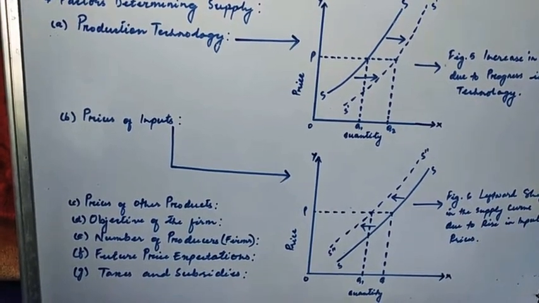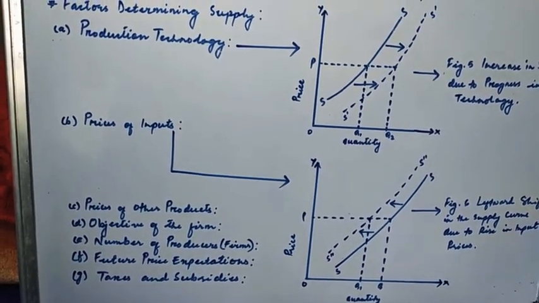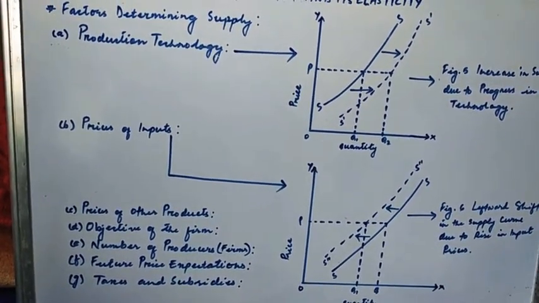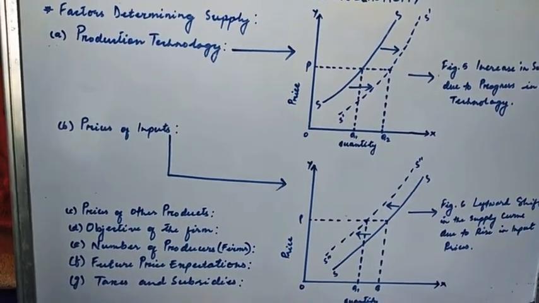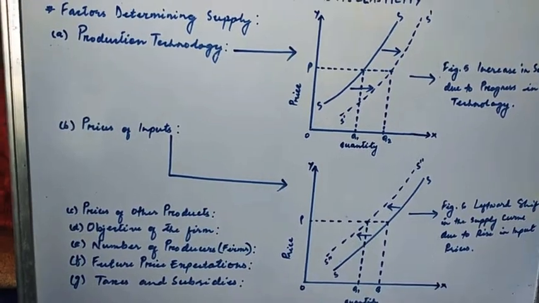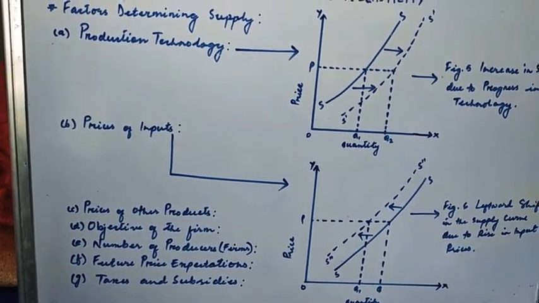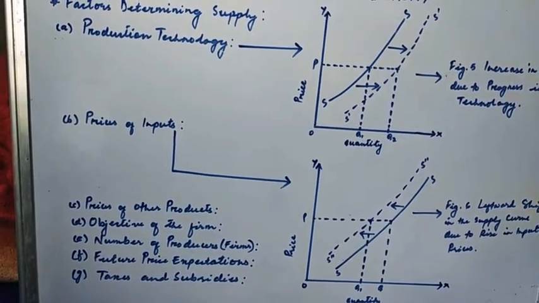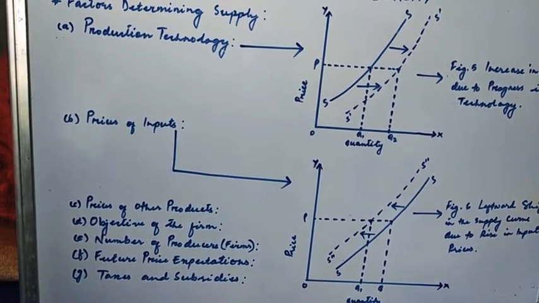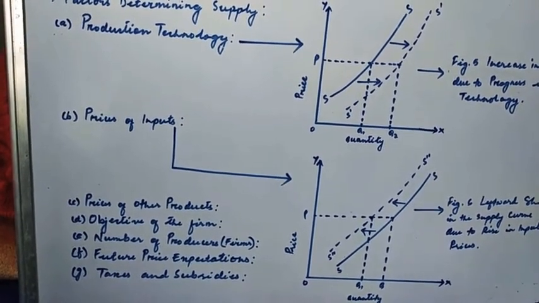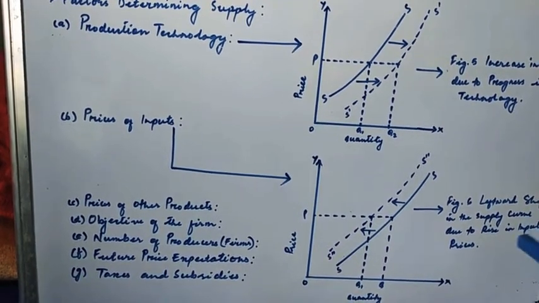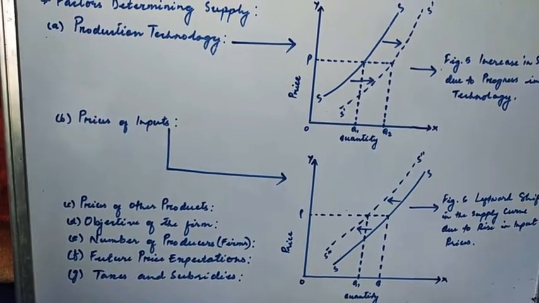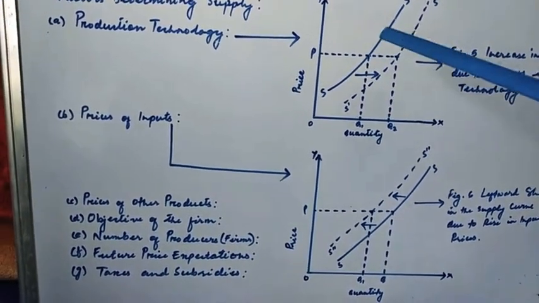While making a supply schedule or supply curve, we made the assumption that other factors that are capable of influencing the supply are kept constant. We are assuming that other factors that determine supply are kept constant. But actually, when these other factors change, they cause a shift in the entire supply curve. So it is because of the changes in the other factors that the entire supply curve shifts, as you see here, shifting of the supply curve.